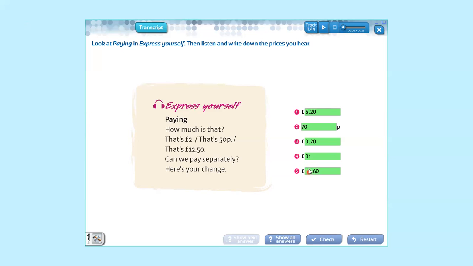Number 5. 16 and 60 pounds, okay, that can be used for that. That is the information that you have that you can use for this.